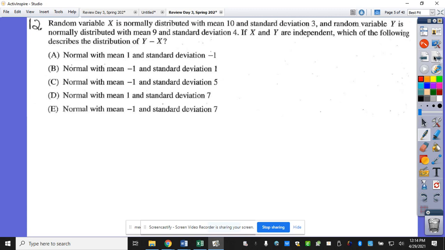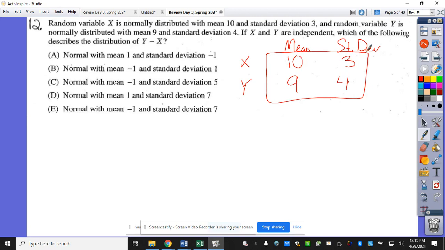Alright, so number 12. This one, I'm not at all surprised where it is. Both of them are normal, but all of our answers say normal, so I'm probably not even going to look at that. I just need to figure out what the mean and standard deviation are. So I've got X and I've got Y, with means and standard deviations. My mean of X is 10 with standard deviation of 3. My mean of Y is 9 with standard deviation of 4. And we are putting them together this way.